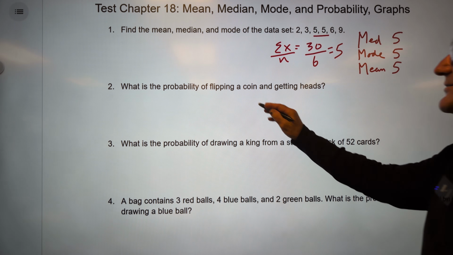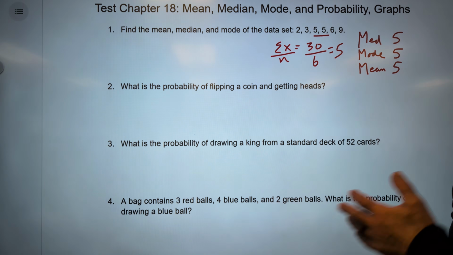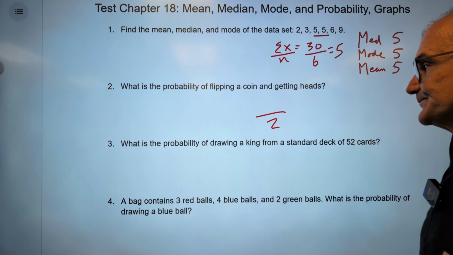What is the probability of flipping a coin and getting a heads? How many outcomes are there? There are only 2 outcomes.